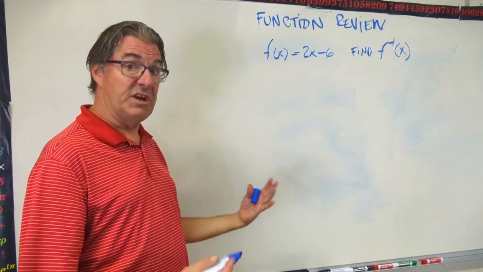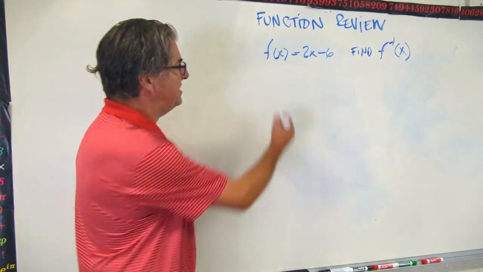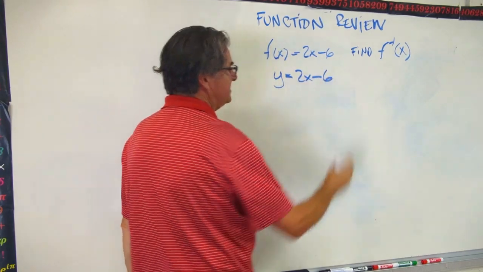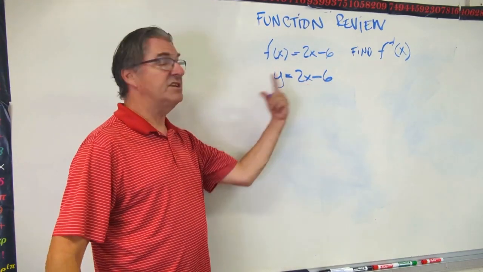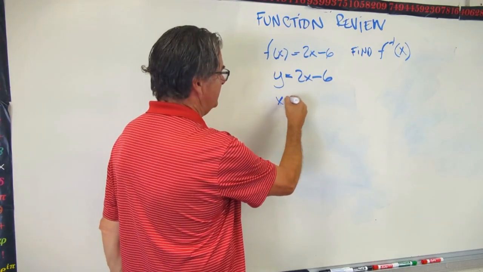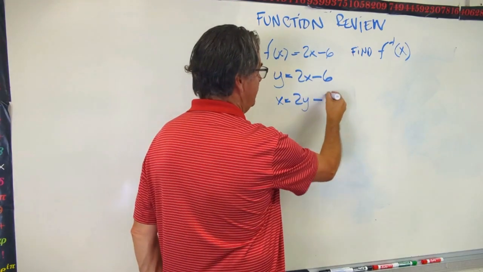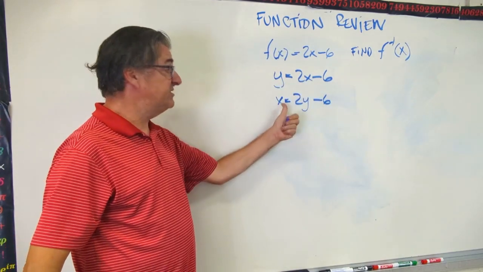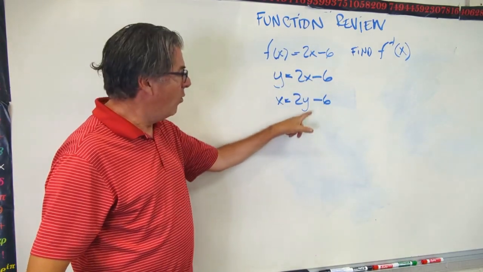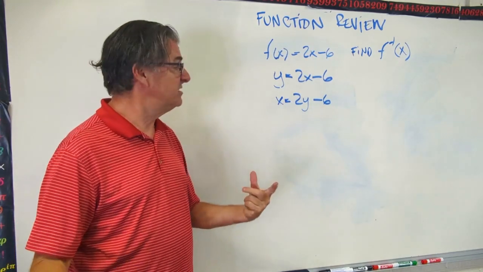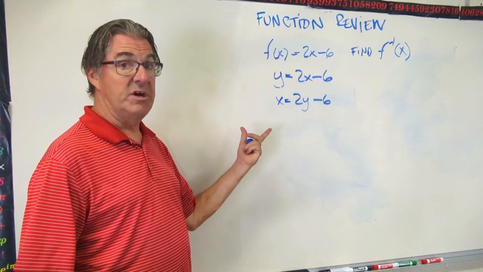So the thing to realize is that we take this and we rewrite it as y equals 2x minus 6. And then we switch x and y and solve for y. So we're going to get x equals 2y minus 6. So all I did is switch the x and y's. And now since x is the independent variable, we want to get y alone so that we can plug numbers into x and find out what y is. So basically we just have to solve this equation for y.